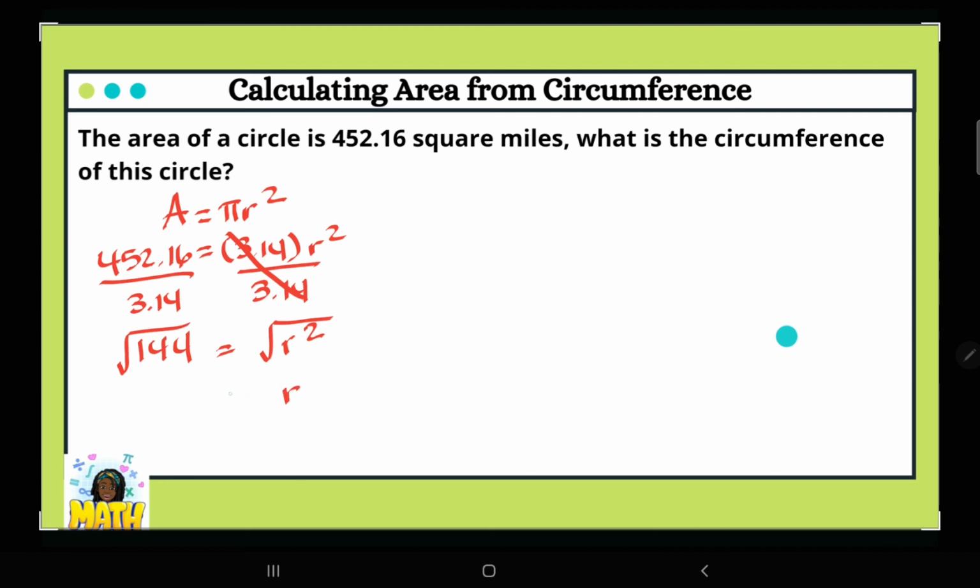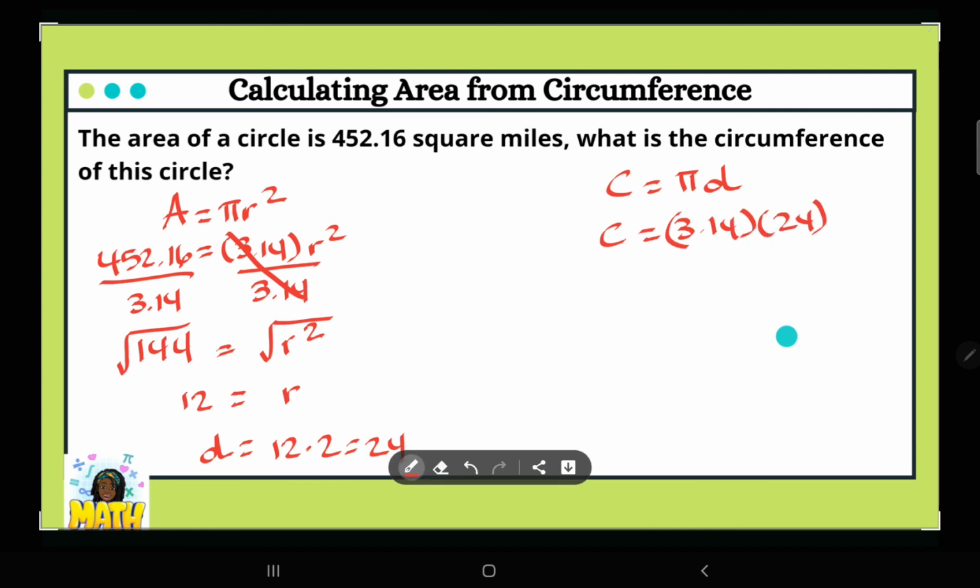We find that r is equal to 12, and therefore the diameter is equal to 12 times 2, which is 24. For this example, let's use pi d. So here we have the circumference is equal to 3.14 times 24. The product of 3.14 and 24 is 75.36. So here the circumference is 75.36 miles.